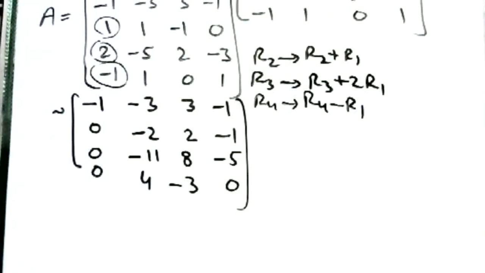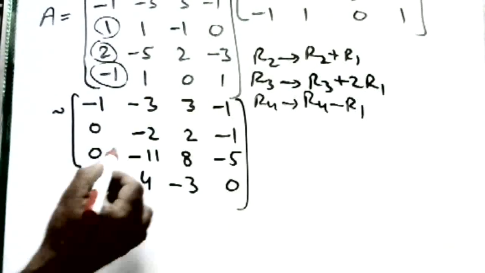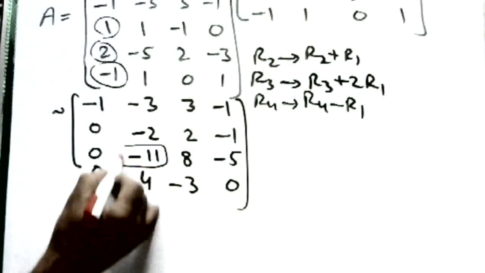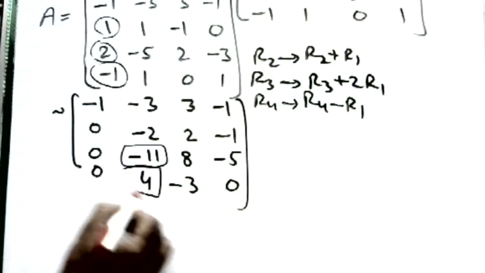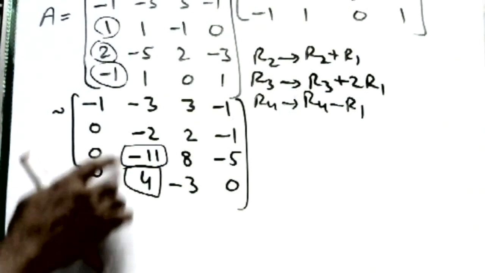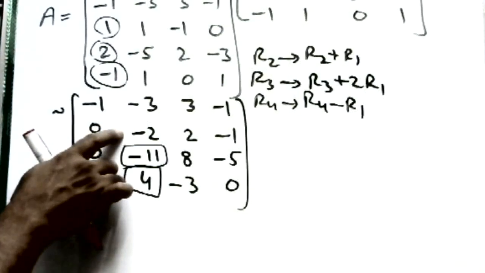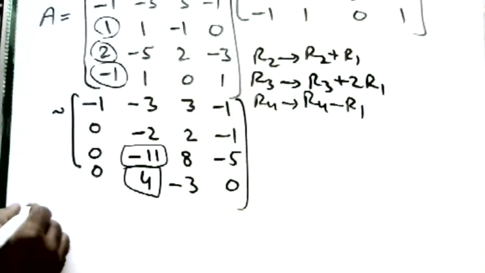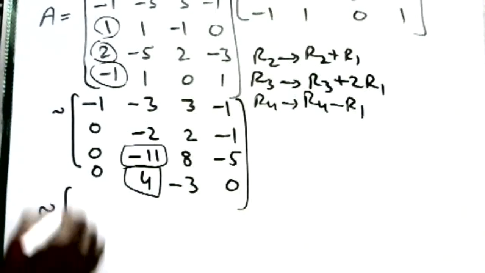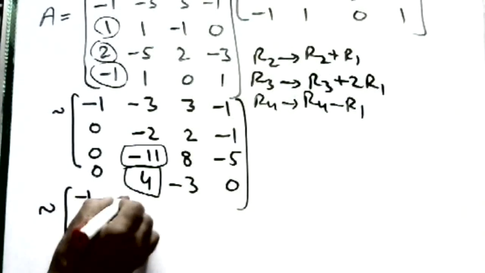3 is 0 minus 3 is minus 3. Now see here, the next step is that we have to make these two zeros, this one zero and this one zero. To make these two zeros, we have to use R2. Okay. Now we are not changing R1 and R2, let me write them as they are.